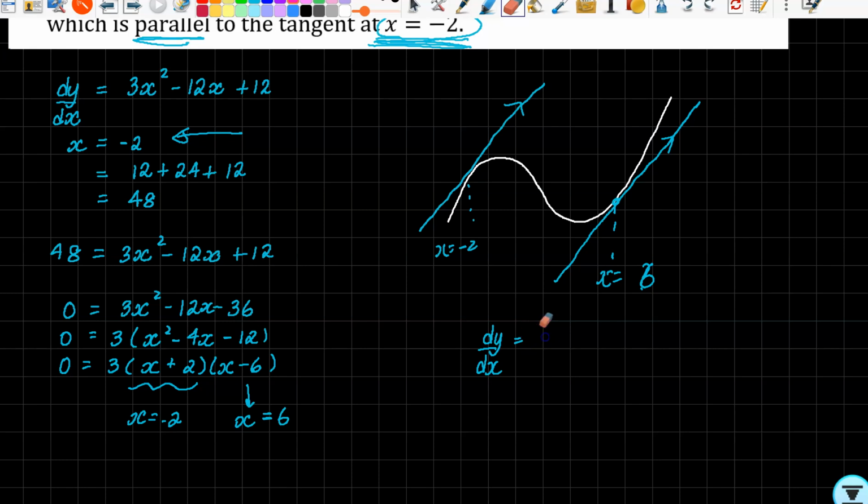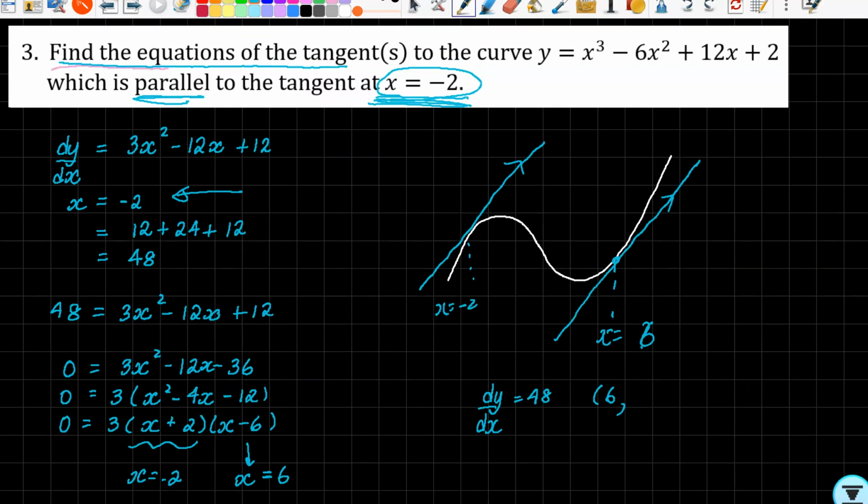Okay, it's 48. Slope is 48, and my point is 6. How do I find the actual point? I have to substitute it back into my original here. So when x equals 6, what will be my value? You can do that. You'll get your y value, and away you can go.